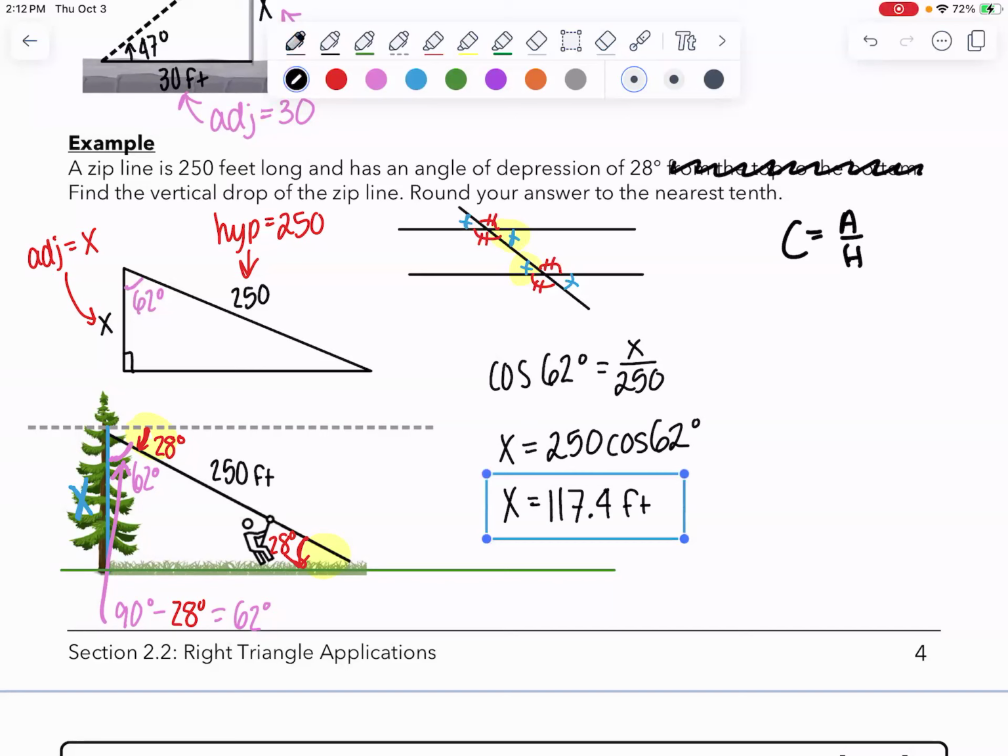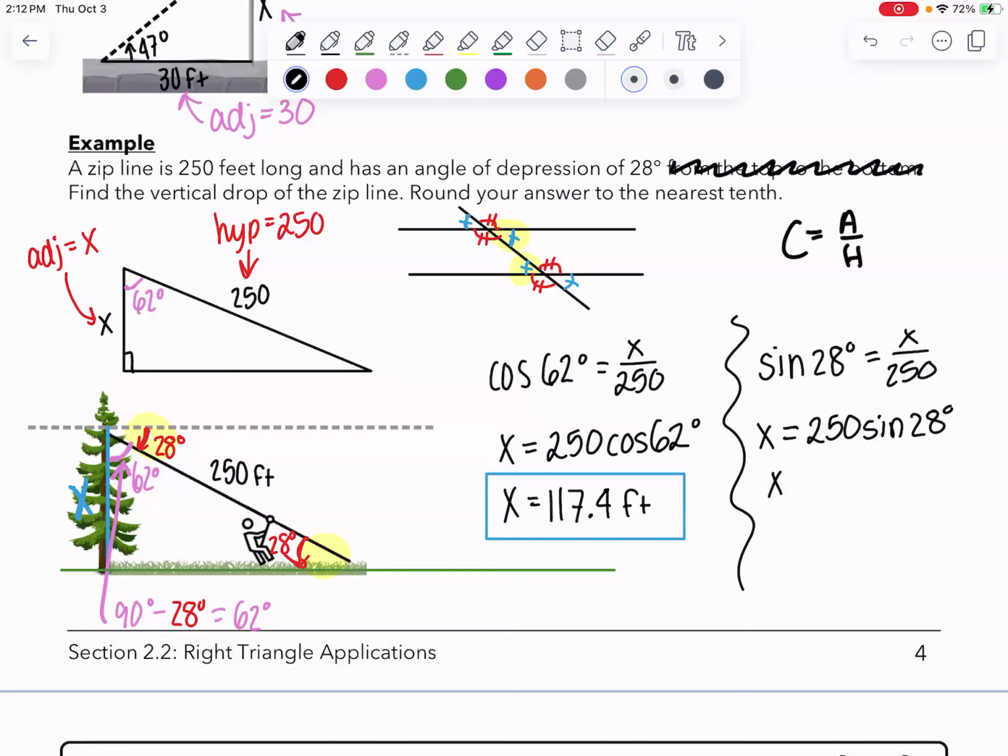Keep in mind, if you did it the other way, using the 28-degree angle, you would end up with sine of 28 degrees is equal to X over 250, and you would get X equal to 250 sine of 28. That would come out to the same answer, 117.4.